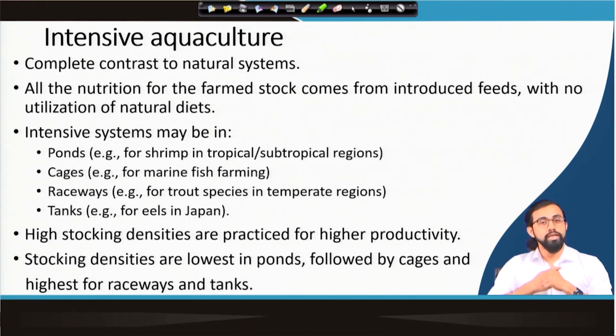Very high stocking densities are practiced, with very high productivity and yield. However, it comes with a lot of additional issues and a lot of additional economic involvement. So I will be discussing that in later slides.